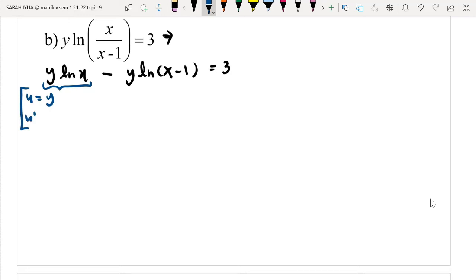U prime here will be dy over dx, because it's implicit, remember. And then next one, v will be ln x, so v prime will be 1 over x. Okay, we settle the first term.